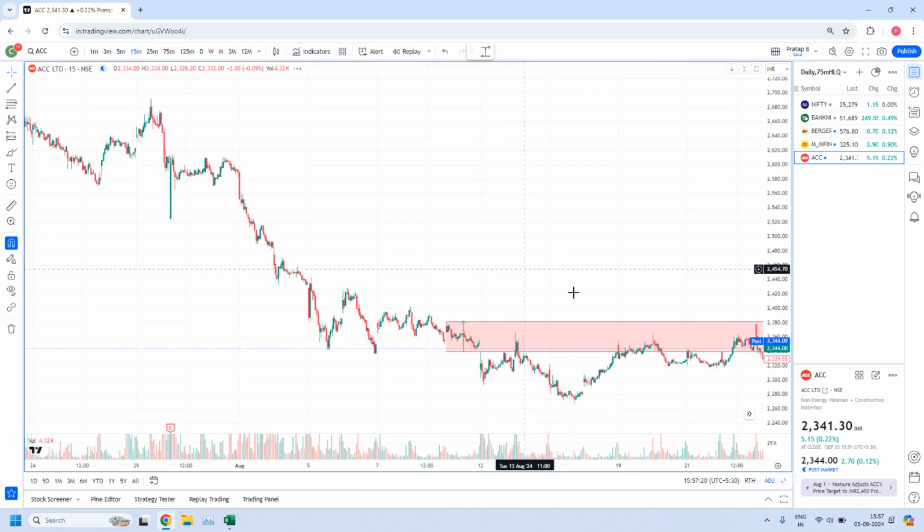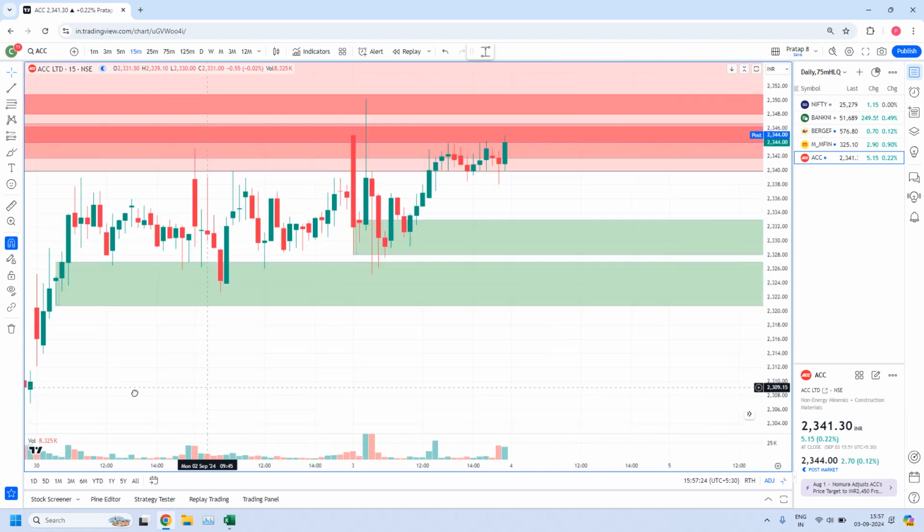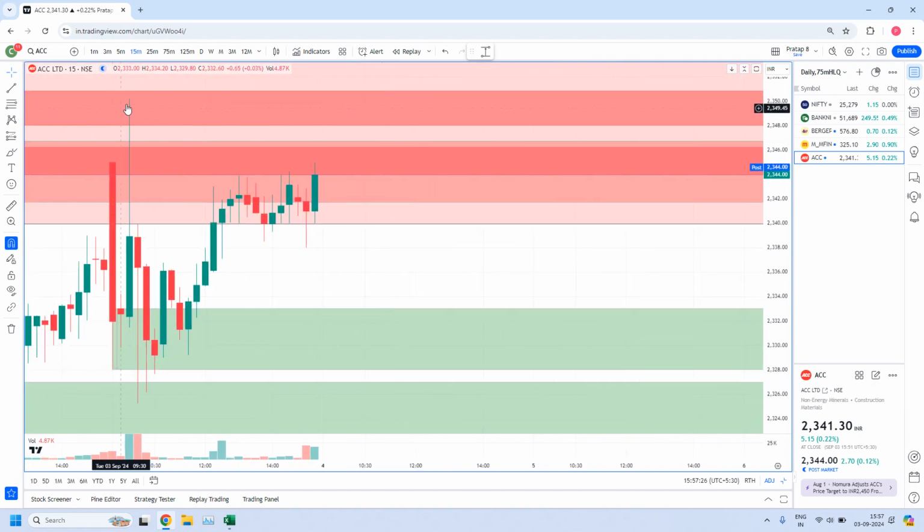But what happened after that? 15 minutes after we took the trade, our trade is executed. At the time, this candle, see, it's a very sharp rally candle from here to here. But this 15-minute candle was not completed. After that, it sharply pushed the prices.